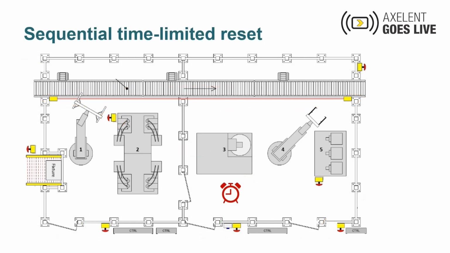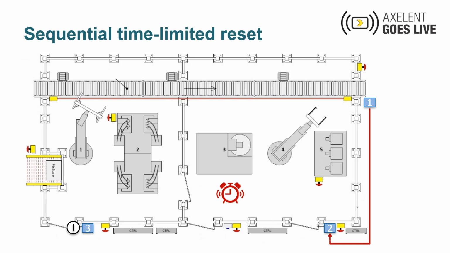Sequential time-limited reset function is a rather strange term, and it's also new. So let me explain. Sequential reset means that the operator must press several reset buttons before he can press start. So he would press the first reset button, and then a timer starts running. And then he must walk along the system to the next reset button in the sequence.